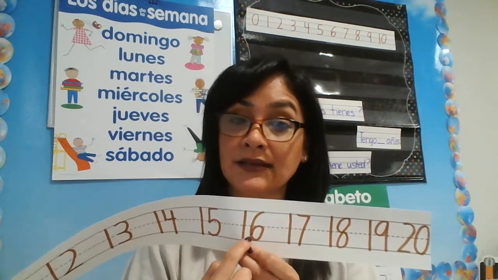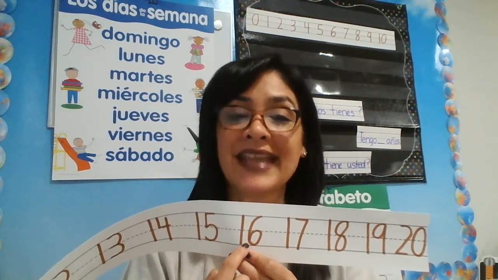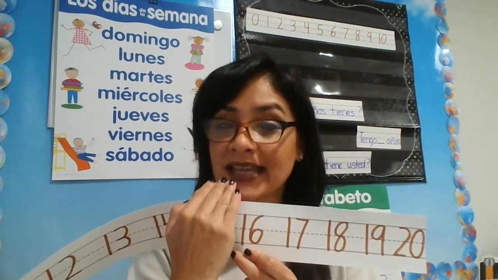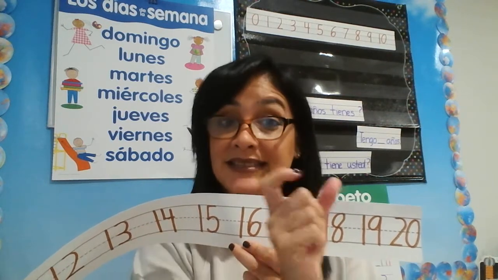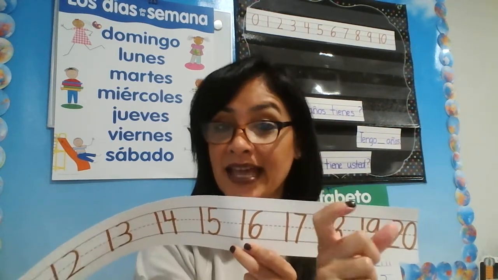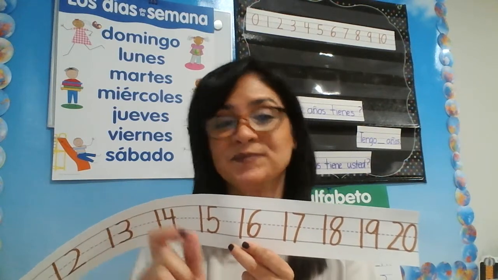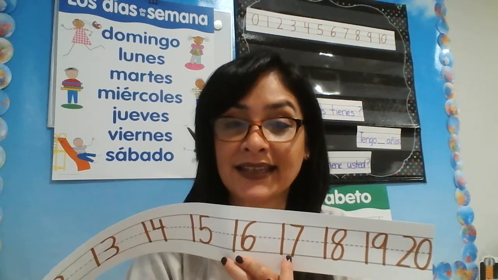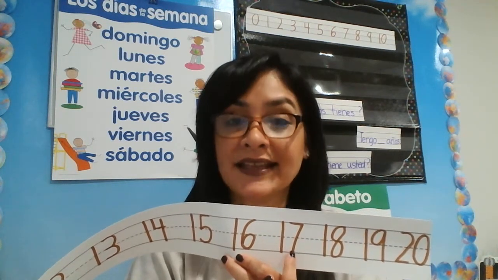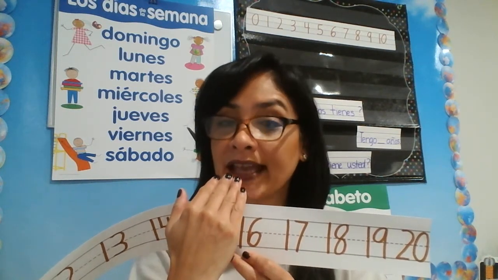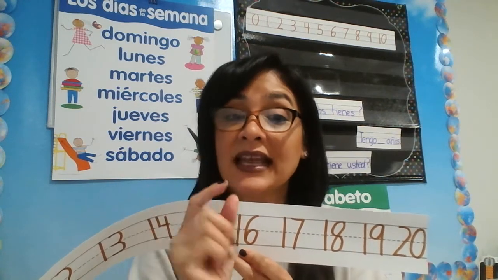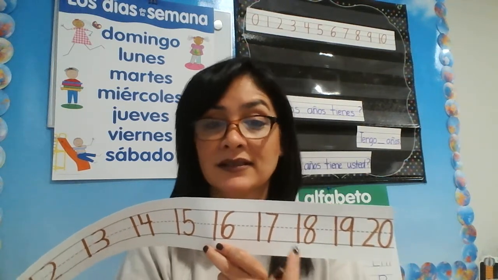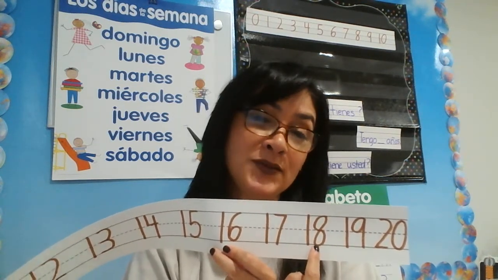So for 16, we say 16. 10 and 6, which are 16. For 17, 17. You can hear it. 17. 10 and 7. 17. For 18, do you know what it could be?